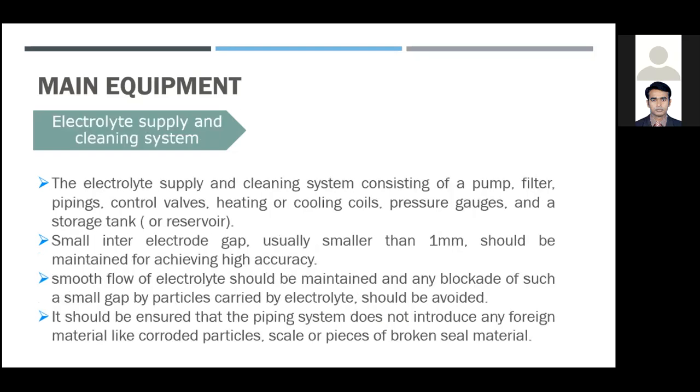The next equipment is electrolyte supply and cleaning system. It consists of pump, filter, control valve, heating and cooling coil, pressure gauge, and storage tank which stores electrolyte. A small inter-electrode gap, usually smaller than 1 millimeter, should be maintained for achieving high accuracy.